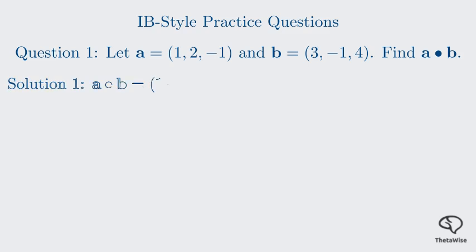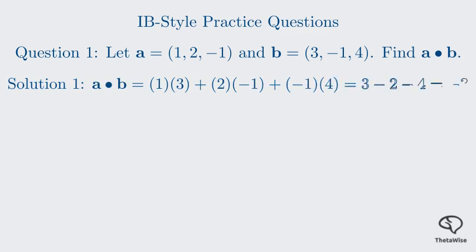1 times 3 is 3. 2 times 1 is 2. 1 times 4 is 4. The sum is 3 minus 2 minus 4, which equals 3. The scalar product is 3.